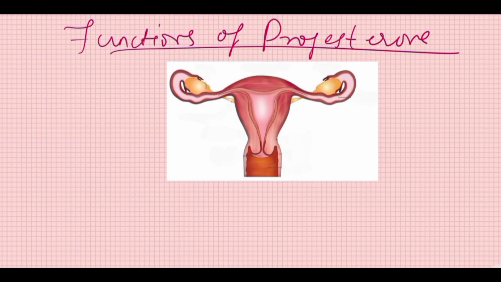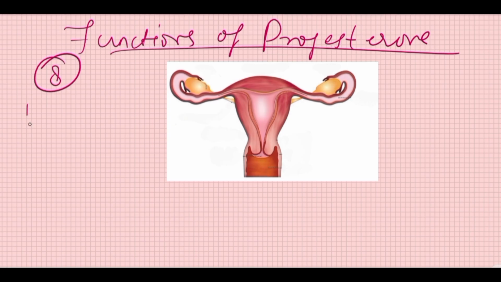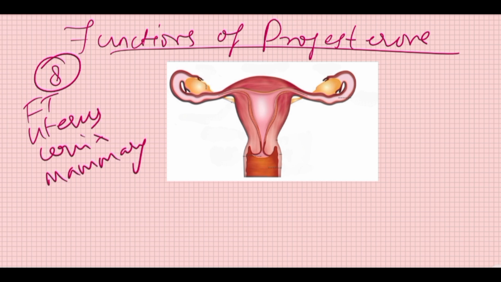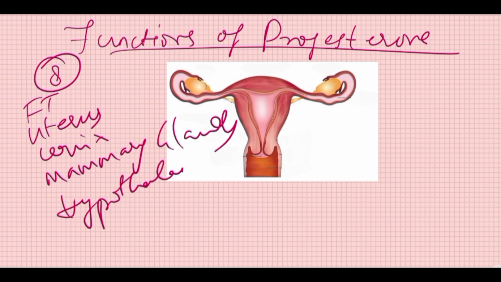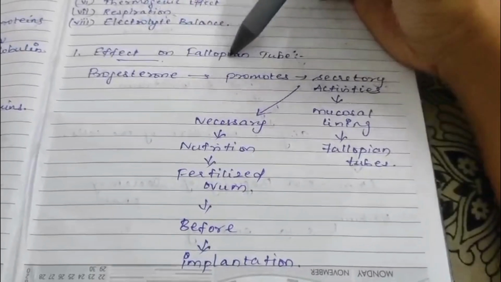Functions of progesterone. There are eight functions affecting the female sex organs and body: effects on the fallopian tube, the uterus, the cervix, the mammary glands, the hypothalamus, thermogenic effects, respiration, and electrolyte balance.